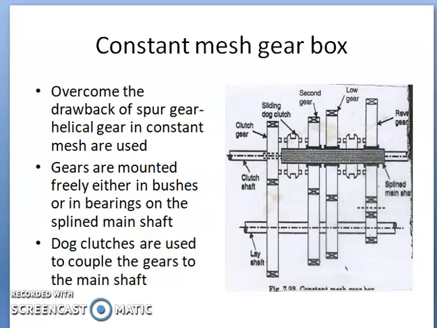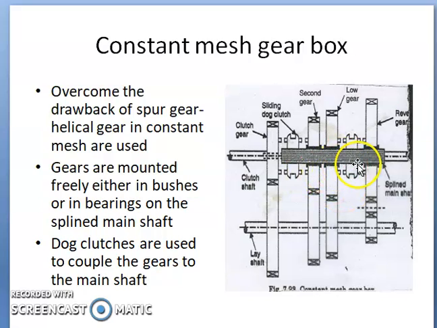In constant mesh gearbox, we use helical gears which are in constant mesh. So here you can see the pairs of helical gears. These gears are always in mesh. These gears are mounted on the transmission shaft either on bushes or in bearings. So they are free to rotate on the transmission shaft. That means when the gear rotates, it does not necessarily rotate the transmission shaft.